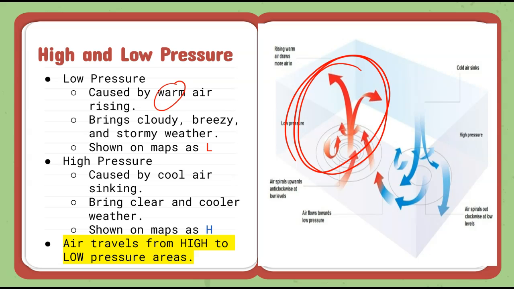And the final thing that you need to remember that's very, very important is that air travels from areas of high pressure to areas of low pressure. So you can see that this arrow right here is showing the air travel from that high pressure area to the low pressure area. So please remember that. That is a very important piece of information.